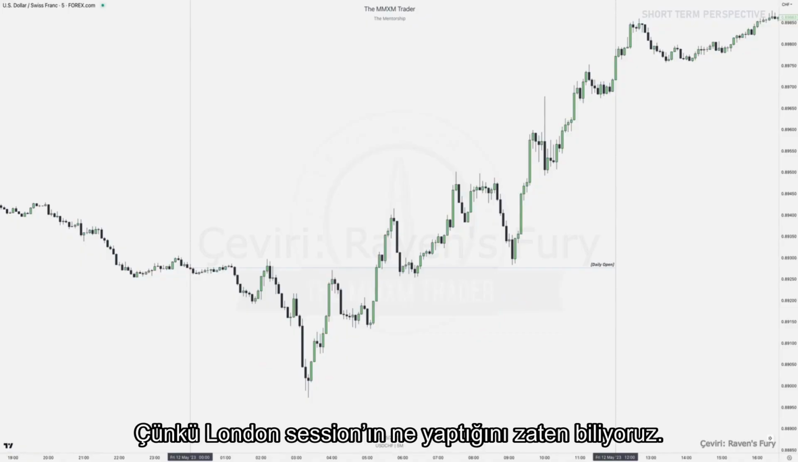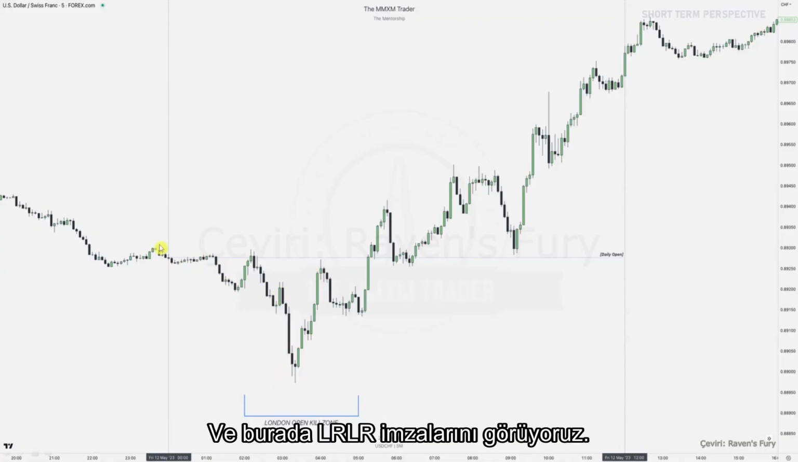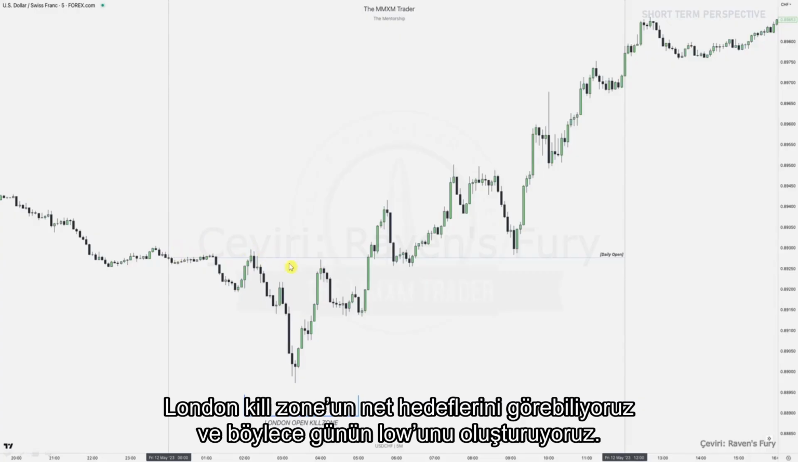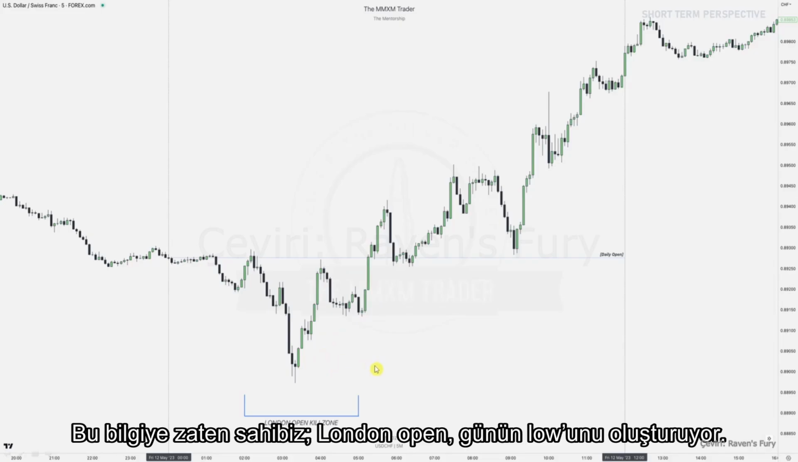Because we already know what the London session has done. So London kill zone, we trade lower, creating low of the day over here, starting to break structure upwards, and we've got that LRLR signatures above here, right? So we see clear targets for London kill zone to go up, and hence we create low of the day. So we already have this information, London open, creating low of the day.